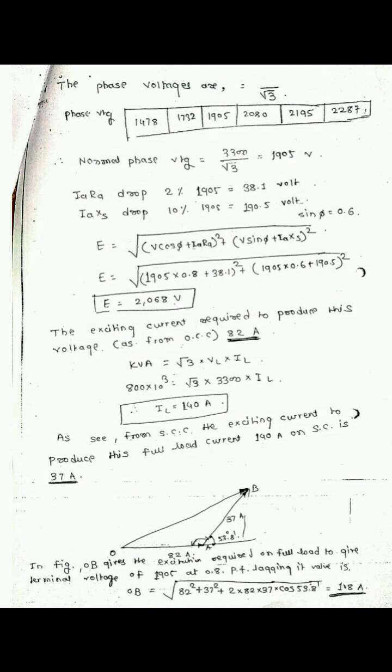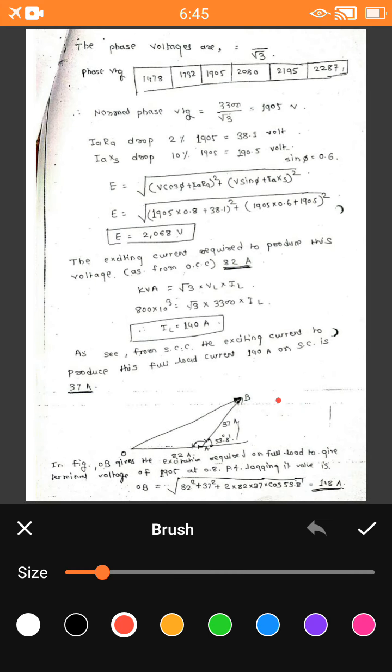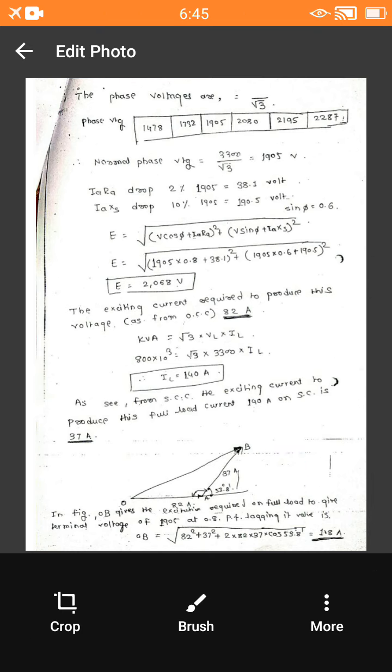From that we draw the triangle, where OA is 82 ampere and the value of AB is 37 ampere by the reading. In this case the power factor is lagging. We know the fundamental formula for lagging power factor, that is 90 plus theta. Add the value of theta, that is 36 point something, and we get 123 point something. That gives you the value of the angle.